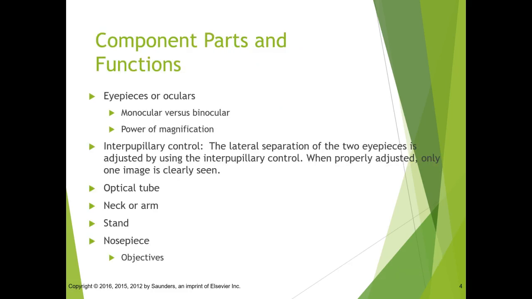The eyepiece or oculars are the part where you look through. This can be monocular or binocular. Binoculars are something that you've heard of because that's what you use to look at the birds up in the trees, right? Bi meaning two. If you think back to maybe your high school biology class, you may have used a monocular where there was one eyepiece that you looked through versus the binocular.